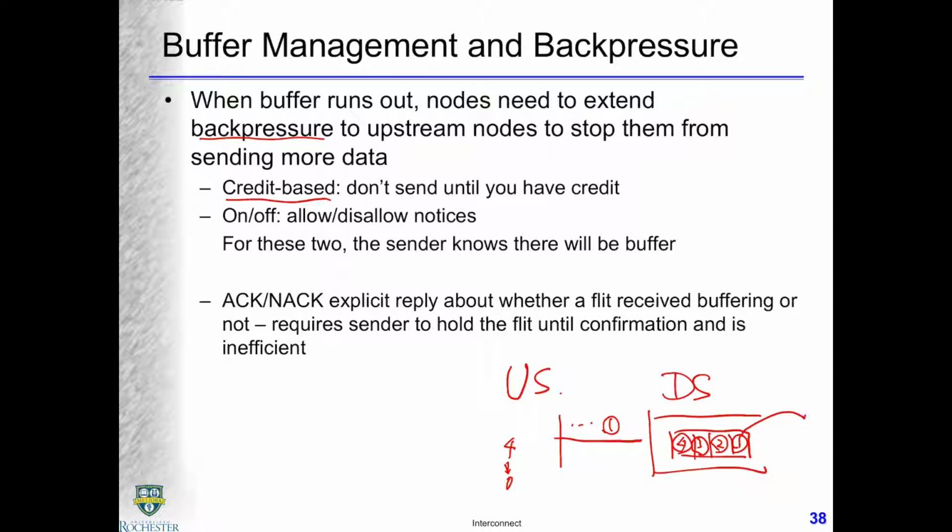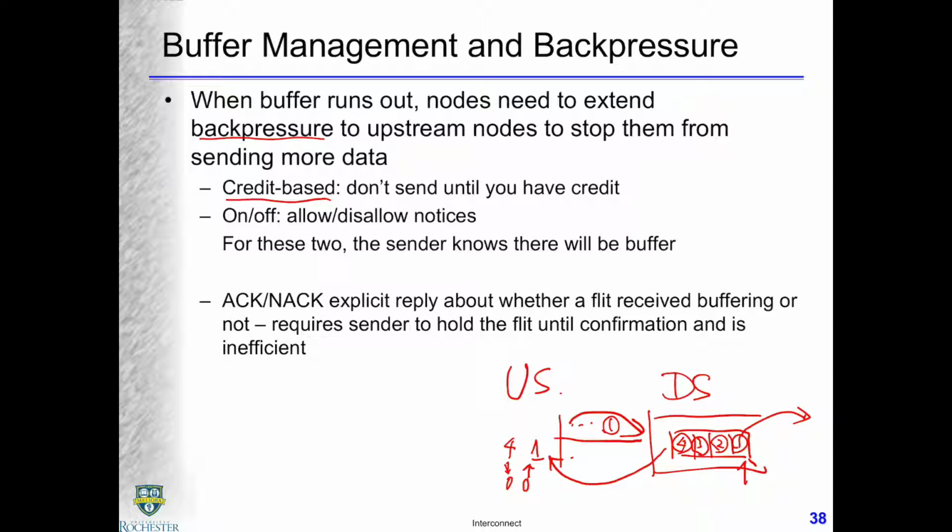But now this packet is forwarded further downstream. Now I freed up one of these buffers. Then I need to send you an extra credit, so your credit goes from 0 back to 1. Then you will send me another packet. Okay? So this is one way of doing it. We'll see some implication of this in the next slide.